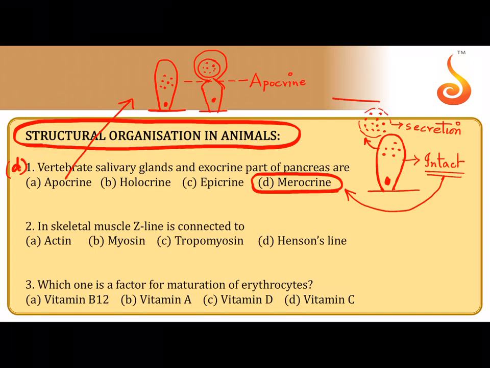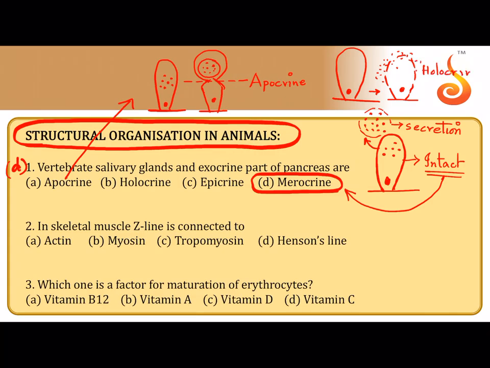Okay. Then what about holocrine? Holocrine means there is a cell and the entire cell undergoes disintegration. It is damaged while the secretion is released to the outside. So this is an example of holocrine. So if the cell remains intact, it is merocrine. If the cell gets damaged, the best example for holocrine is our sebaceous glands or oil glands. And for apocrine, the best example is mammary glands.